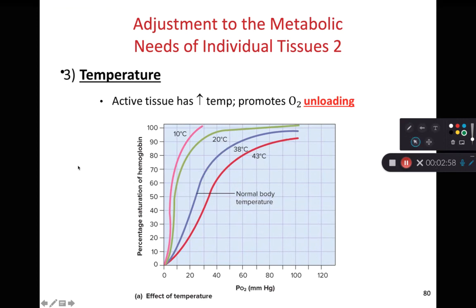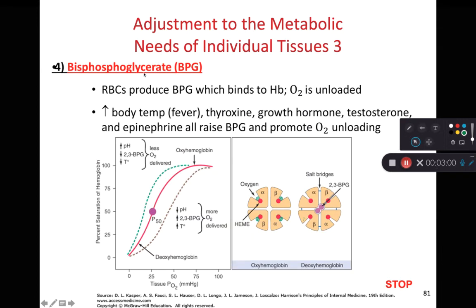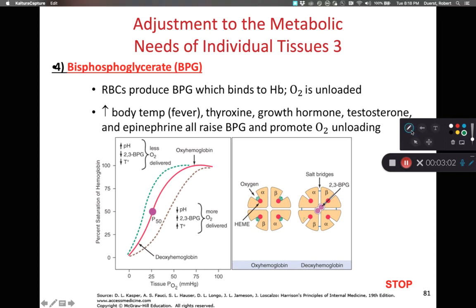Something else that we should talk about is bisphosphoglycerate, BPG. Bisphosphoglycerate is a chemical compound that's going to be produced by our red blood cells that can bind to hemoglobin. And as bisphosphoglycerate binds to hemoglobin, it's going to cause oxygen to be unloaded.